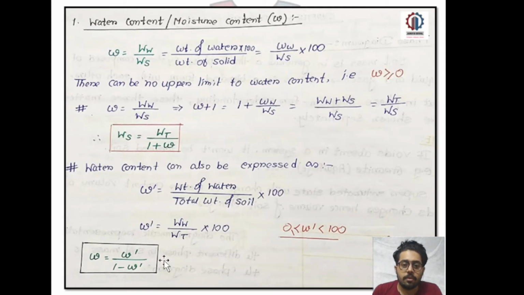Then water content. This is a handwritten note provided by myself. Water content, or moisture content, is denoted by omega. It is defined as the ratio of weight of water divided by weight of solid, times 100. Water content is defined in percentage. Water content is the ratio of weight of water divided by weight of solid.